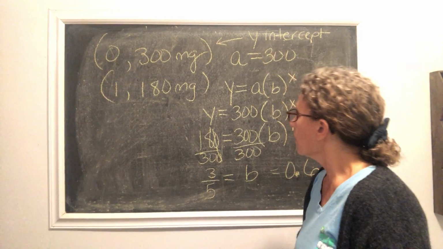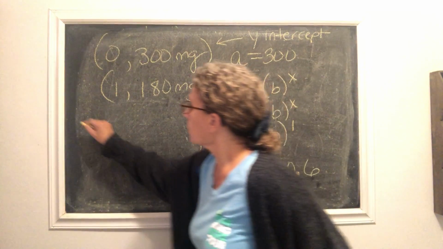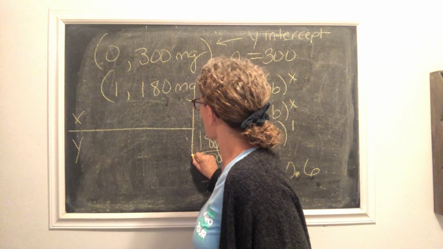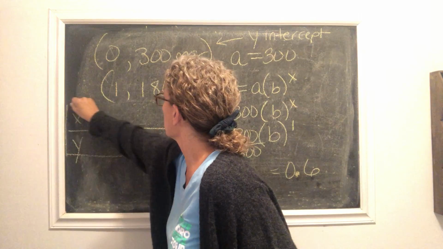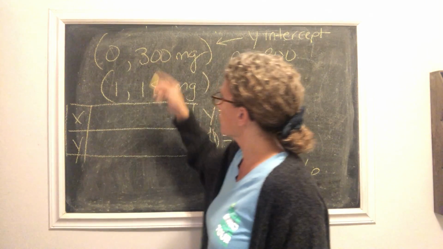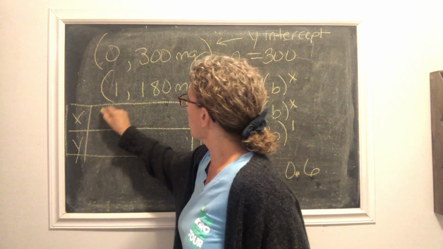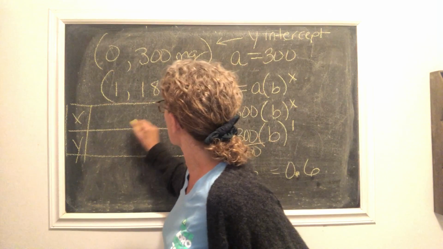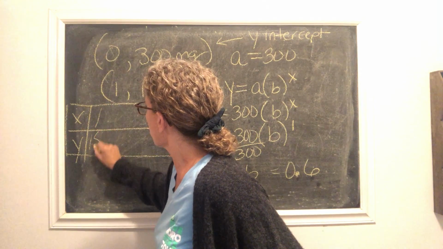Okay, so we're going to set up an XY chart and look at different days gone by and what happens to the medication in the bloodstream. So we already know 0, 300. We know 1, 180. Let's look at day 2. I'll put in the 1, 180.